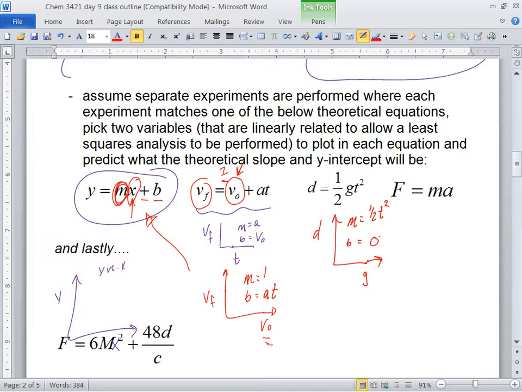Well, is my slope changing with time? M is 1/2 t squared. So it's changing with time big time. So I'm not going to have a linear plot here at all, because look at my slope. It's 1/2 t squared. So that wouldn't be a linear relationship. I wouldn't plot D versus G. What could you plot and get a straight line?